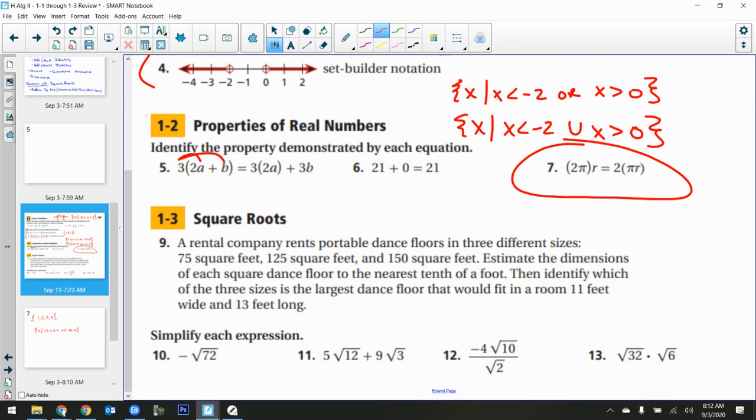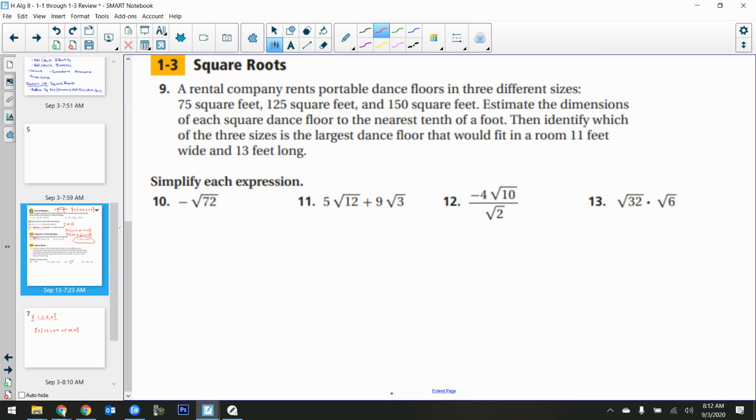Good. No word problems on tomorrow's quiz. You're welcome.